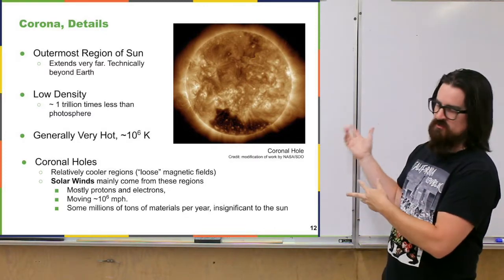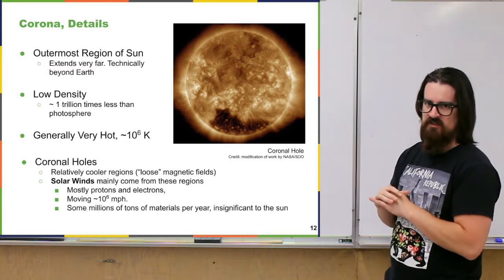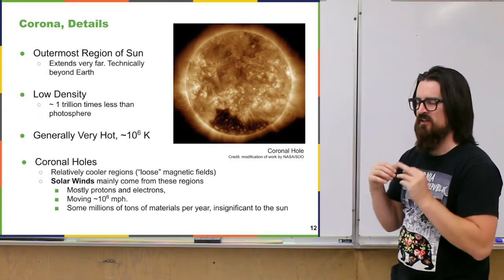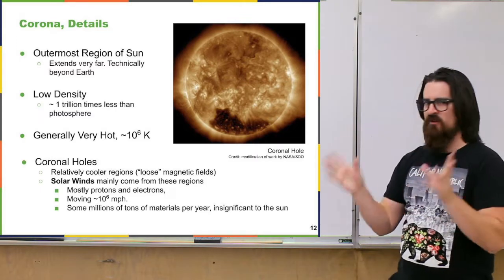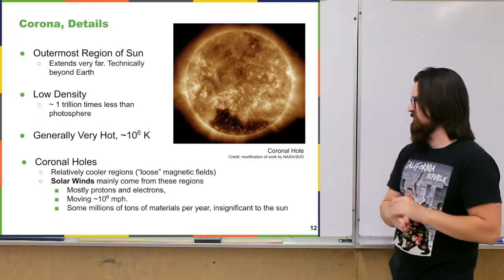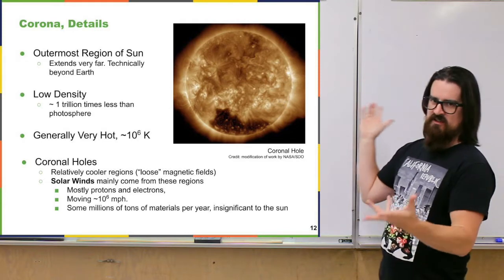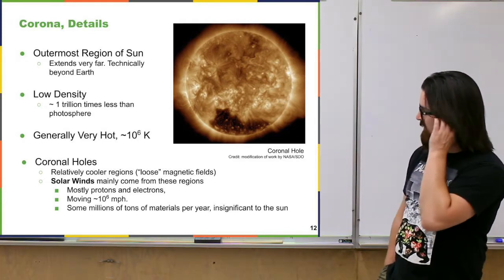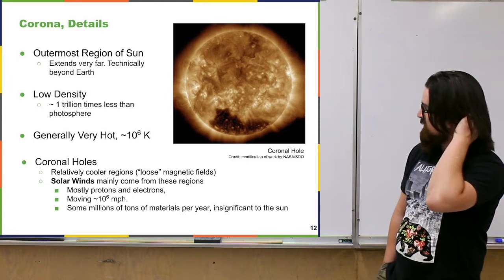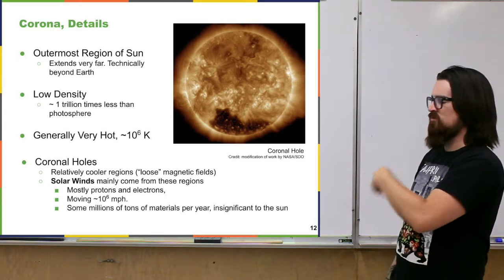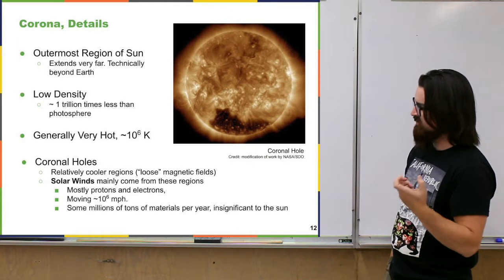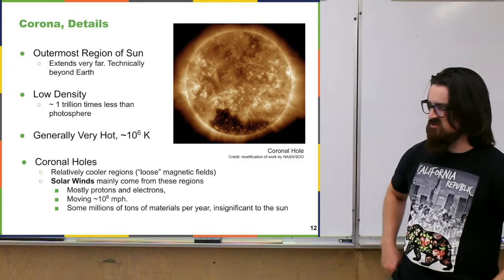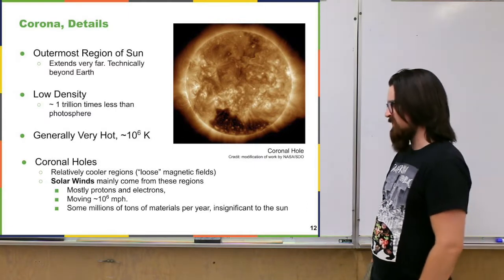And from these regions is where we get a lot of what I've described to you before as the solar winds. So this is material that just kind of streams out of the sun on a regular basis, pretty much all the time, more or less depending on how large or how many of these coronal holes there are. It seems like mostly where the solar winds are coming from. And just to remind you, those solar winds are pretty much made up of protons and electrons. They're moving quite fast, something like 10 to the 6th, a million miles per hour.